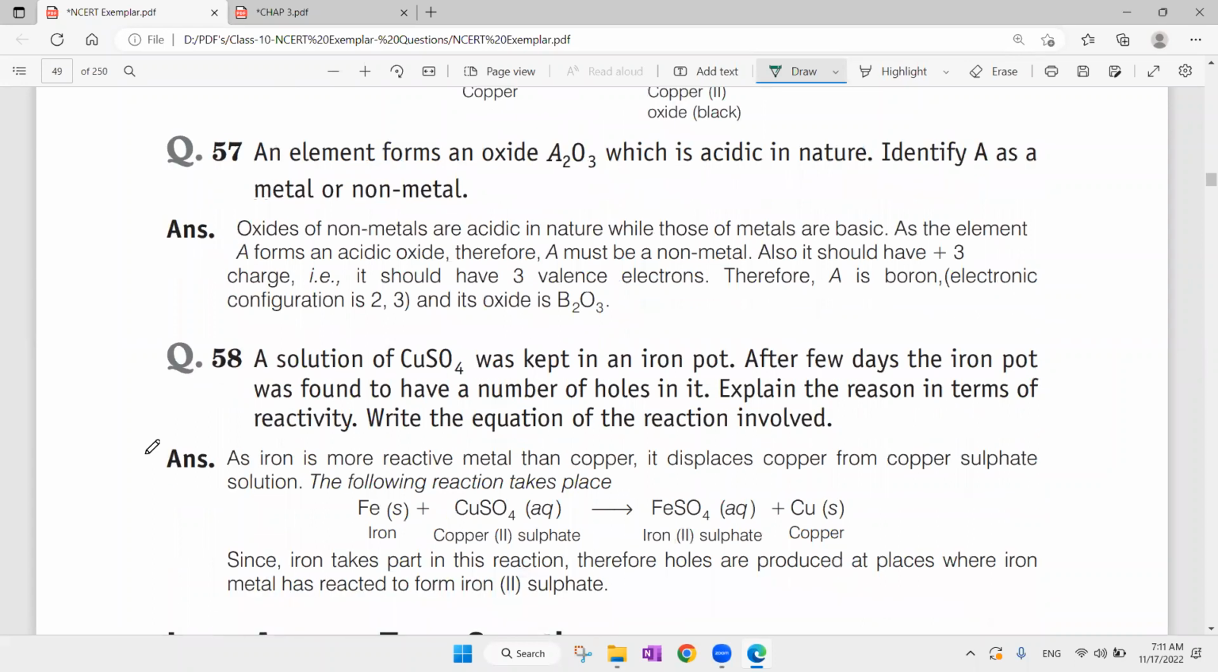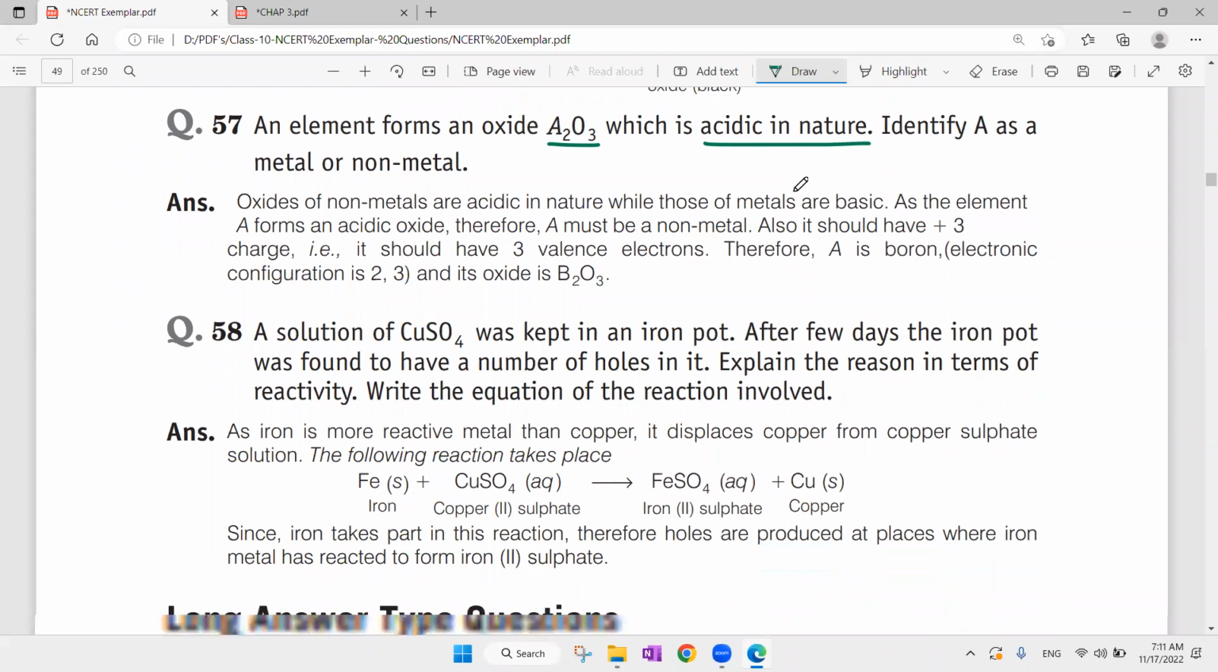57, an element forms an oxide A2O3, acidic in nature. Some element we don't know. Identify whether it is a metal or non-metal. Metal oxides and non-metal oxides: which one is basic? Which one is acidic? We have studied that metal oxides are basic in nature. So which will be acidic in nature, metal oxide or non-metal oxide? Non-metal oxide. Very good. Like that, you can go with that one.